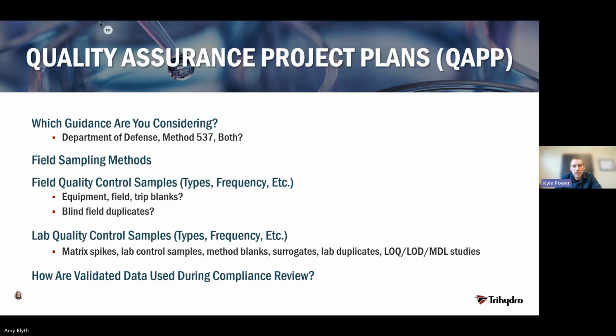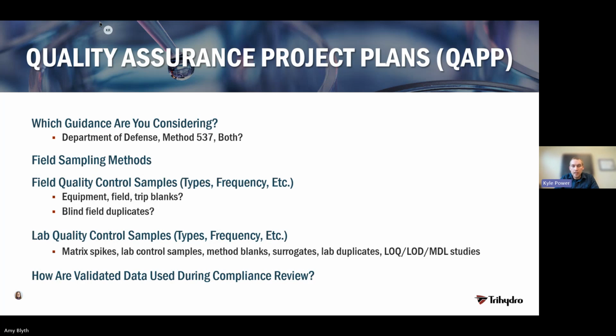And so these are some things that you most likely have to test out for your specific site, and establish that early on in the project life. Other things to consider in your QAPP, since the laboratory is a part of this: what quality control samples are they running? Do you want them to run matrix spikes?